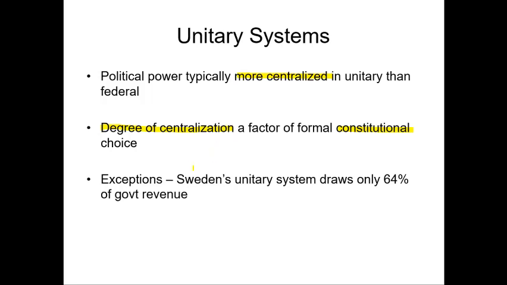Now, there are a few exceptions, particularly when you look at how much tax revenue is collected by the centralized government. Sweden has a unitary system, but it draws only about 64% of government revenue. So even though it's a unitary system, Sweden provides for a lot of the localities or municipalities to collect much of the local taxation.